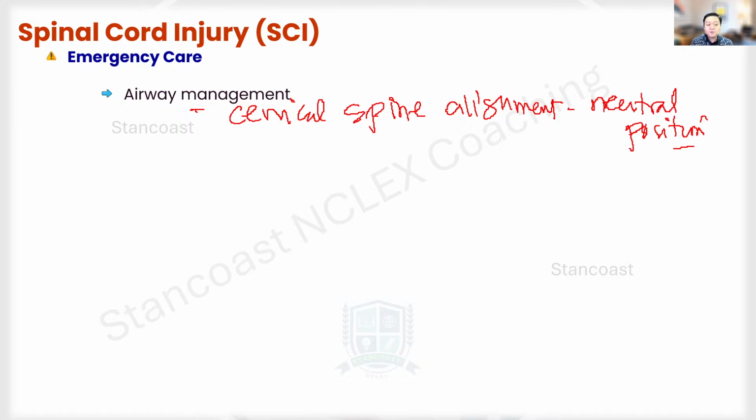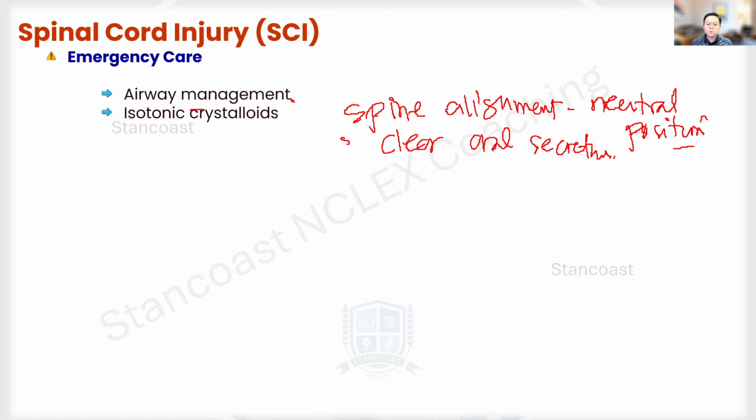Now, aside from that, we need to make sure to check on the patient's airway to see if they have lots of oral secretions or maybe debris. We need to make sure that we are clearing that. Okay, clear oral secretions in order to prevent choking and aspiration. That's really important. Now, another emergency care is the administration of isotonic fluids, or could be crystalloids. Please take note, guys, especially if the patient will have spinal shock. Remember about that, spinal shock.